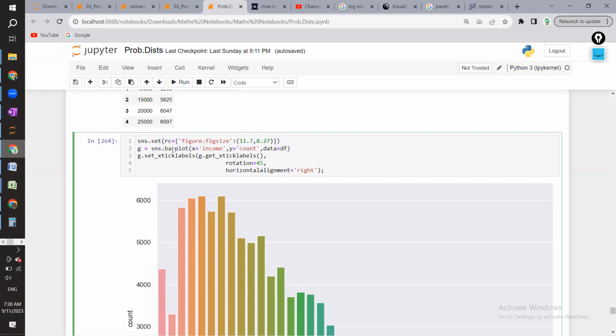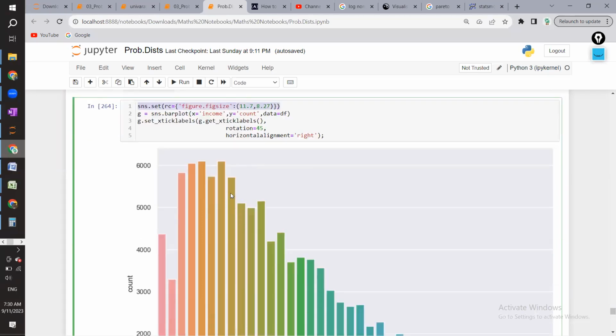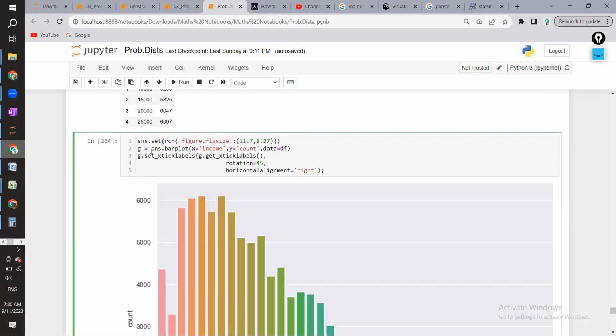The main thing here is sns.barplot. The first line is just the figure size, how big the figure should be. The main thing is sns.barplot, and these are all bar plots. X is income, Y is count, and the data frame is df.